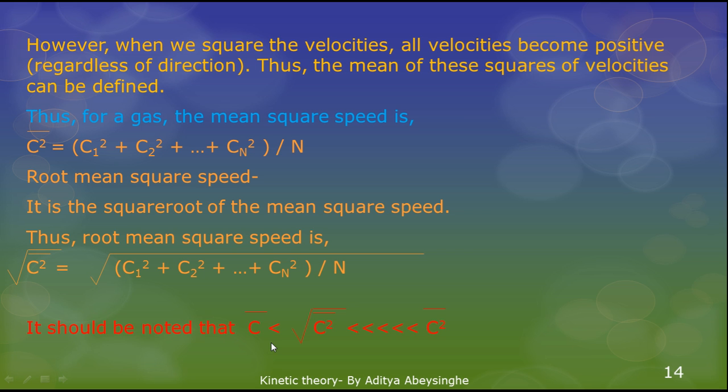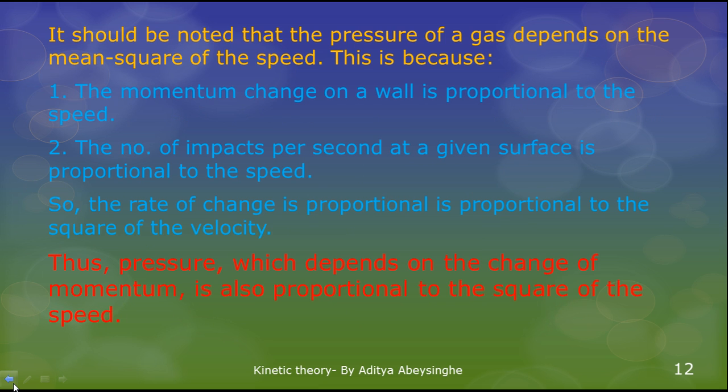So I explained the mean square speed and the mean square velocity to explain the relationship between the pressure and the mean square of the speed. Now there exists a relationship between the pressure of a gas and the mean square velocity, and the pressure of a gas in fact depends upon the mean square speed of the gas. So this is due to two facts. One fact is that the momentum change on a wall. What I mean by a wall is the wall of the container in which the gas is contained, right? In which the gas is stored, is proportional to the speed.